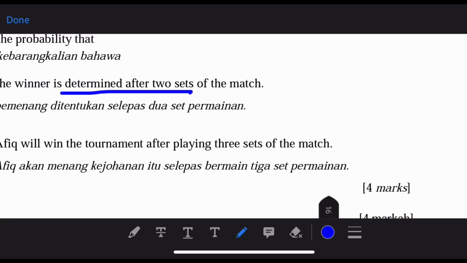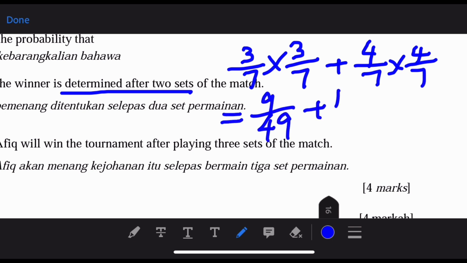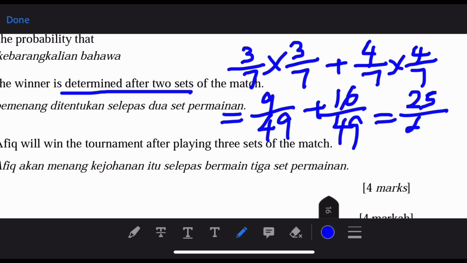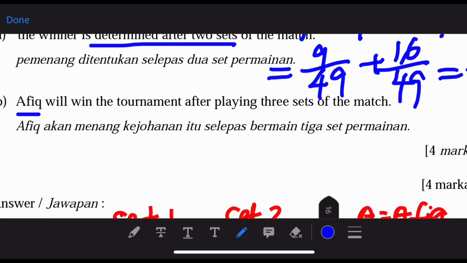So the winner is determined after 2 sets of matches. So the answer is either Afid win for first set and second set, or Chan win for the first set and second set. So the answer is 25/49. This is the answer for the A.